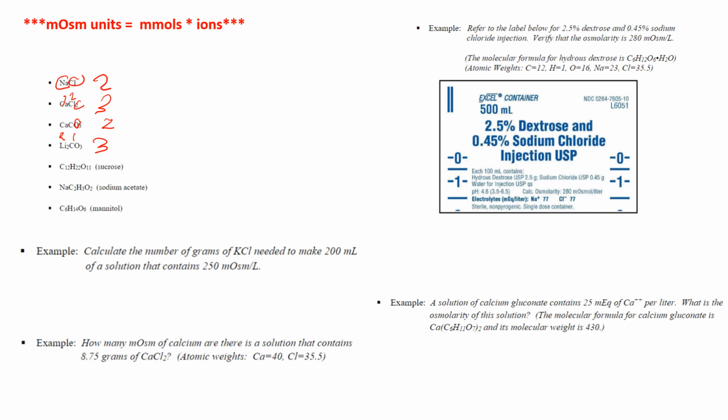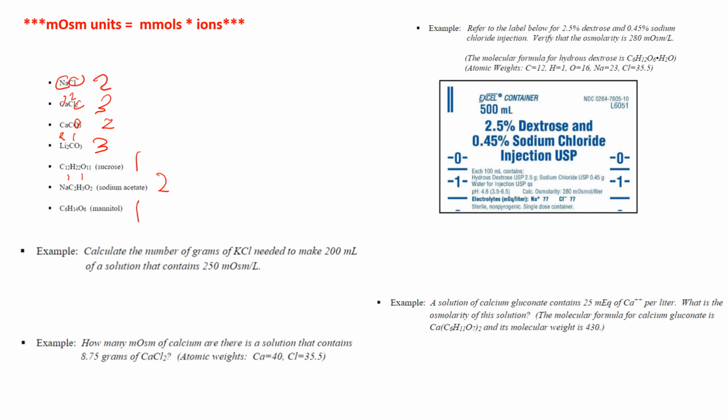Sucrose. Sucrose does not actually break apart in water, and that's just something you need to be aware of, that sugars generally won't break apart, unless they're really strange. So this is only one. Sodium acetate, we have one sodium and one acetate ion, so that's 2. And we have mannitol. Mannitol is another sugar, so it's just 1.